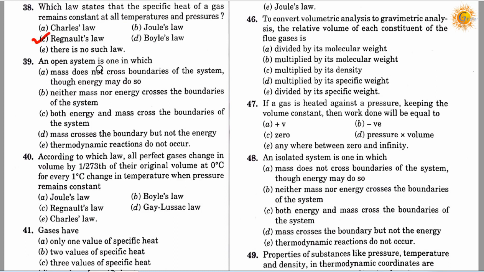Question number 39. An open system is one in which option A, mass does not cross boundaries of the system, though energy may do so. Option B, neither mass nor energy cross the boundaries of the system. Option C, both energy and mass cross the boundaries of the system. Option D, mass crosses the boundaries but not the energy. Option E, thermodynamic reaction does not occur. Correct answer is C. Both energy and mass cross the boundaries of the system.